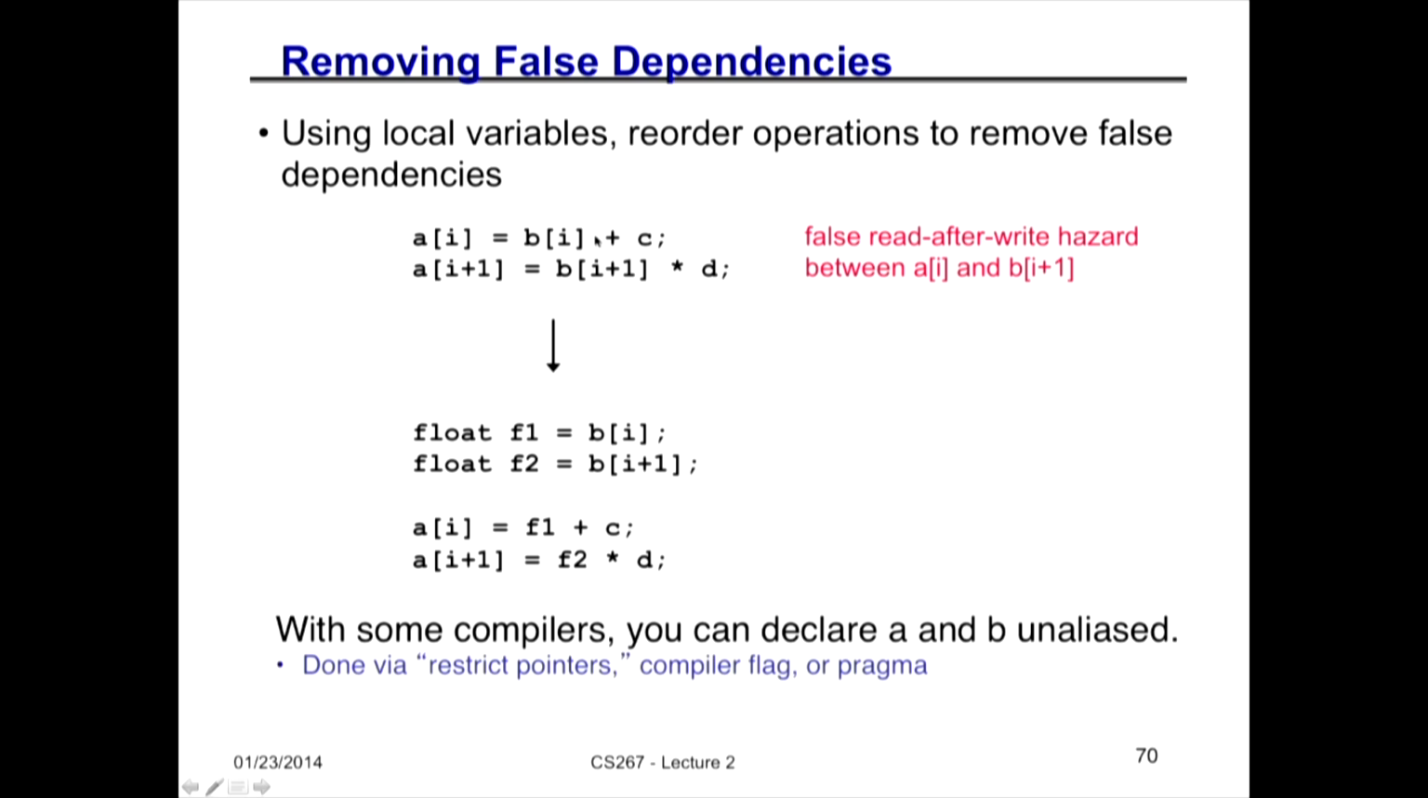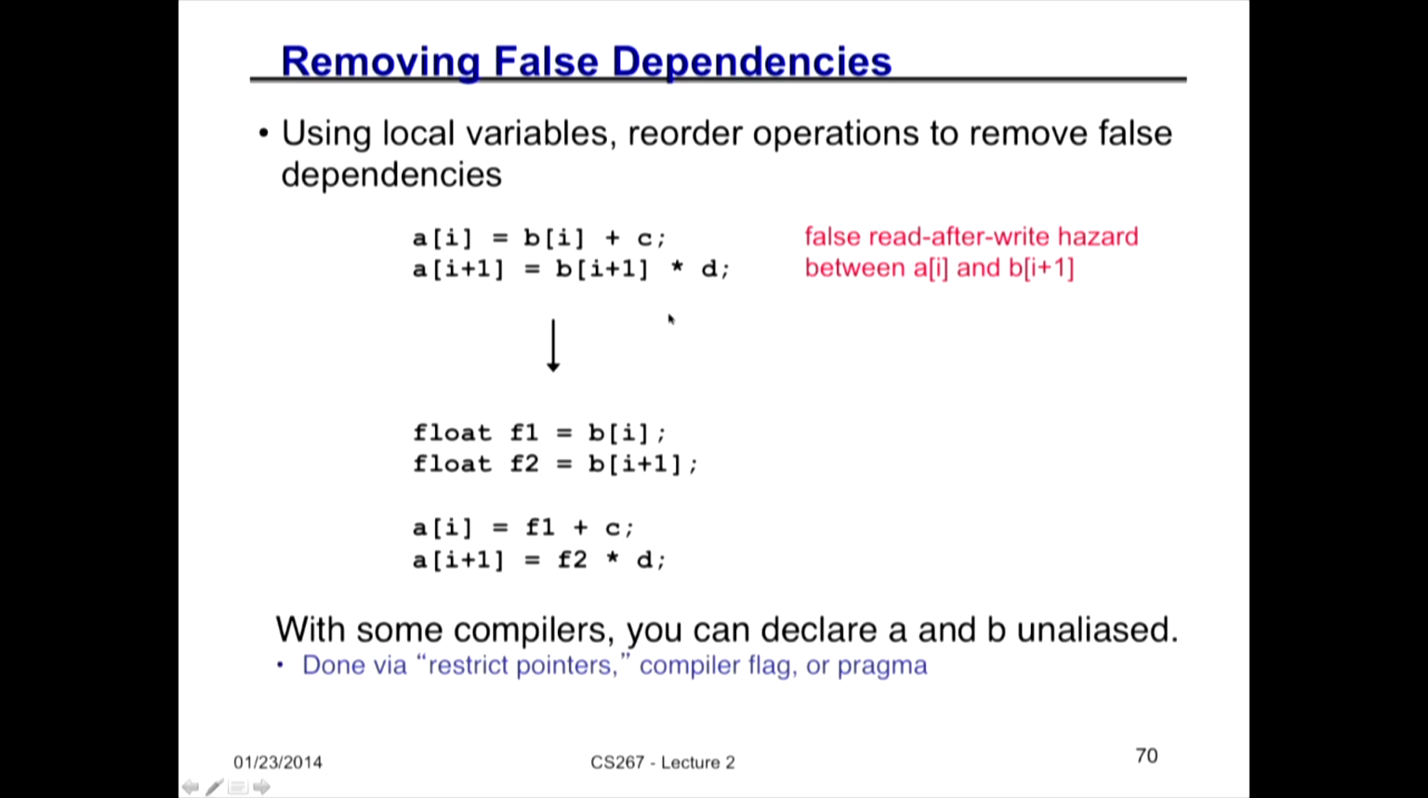Well, the thing is, the compiler does not know that array A and array B do not overlap. I mean, you know that because you wrote it, but it doesn't know that, right? A sub I could actually be the same location as B sub I plus 1, which would mean the compiler would have to finish this line of code before it could start executing that one, because this number is actually that number. So that's called a false read, this value, after write that value hazard.